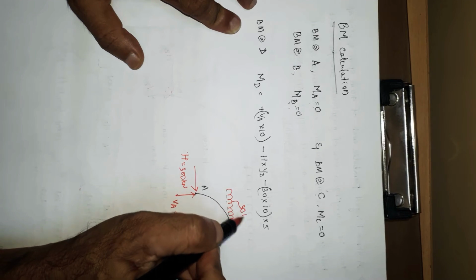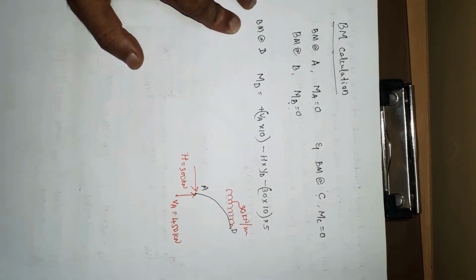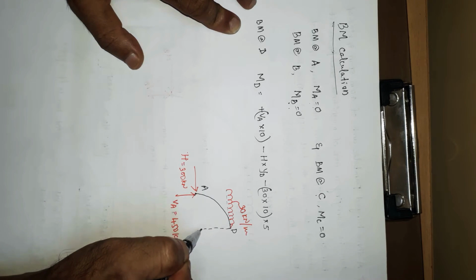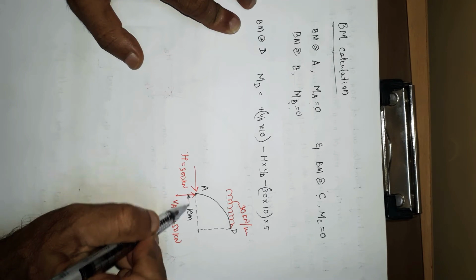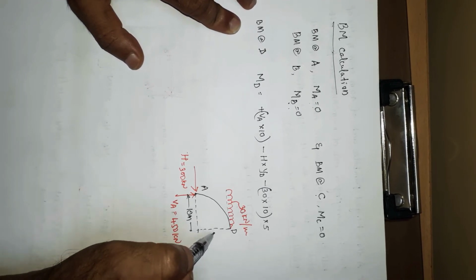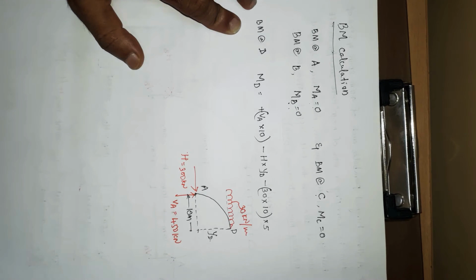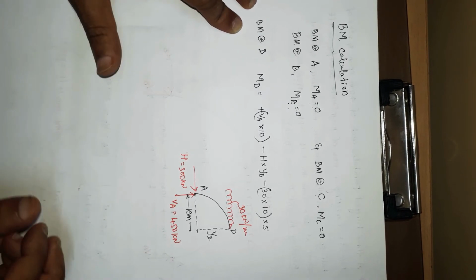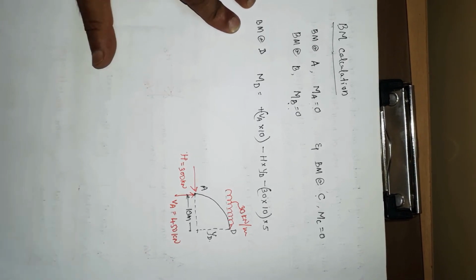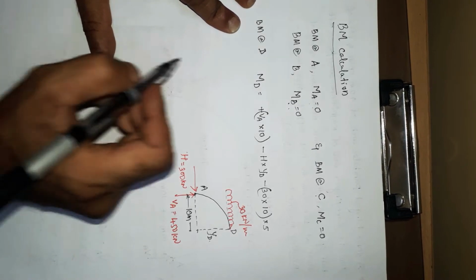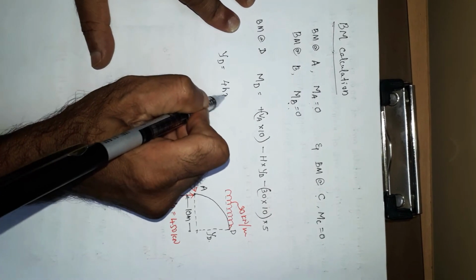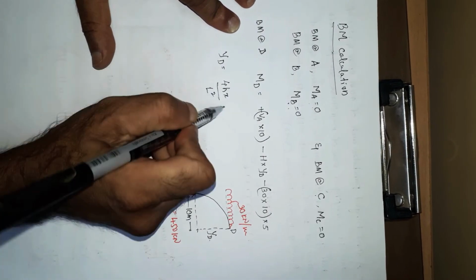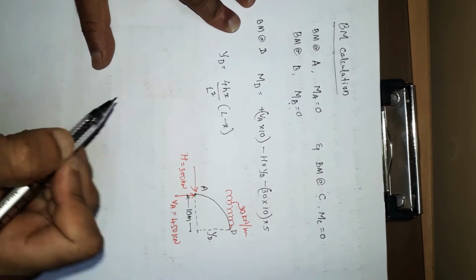This is 30 kilonewton per meter, and see this distance, the point D is at 10 meter. Okay, and we don't know this vertical ordinate YD. In previous problems we learned how to calculate the vertical ordinate using the parabolic equation. We know that Y is equal to 4HX by L square into (L minus X).